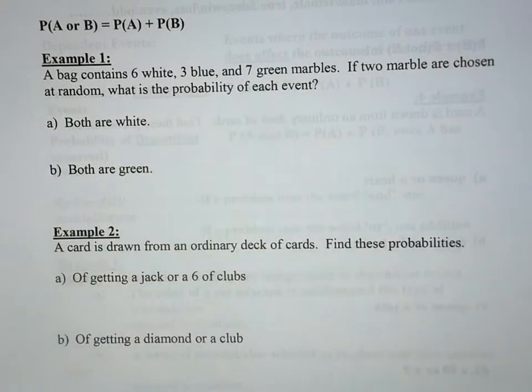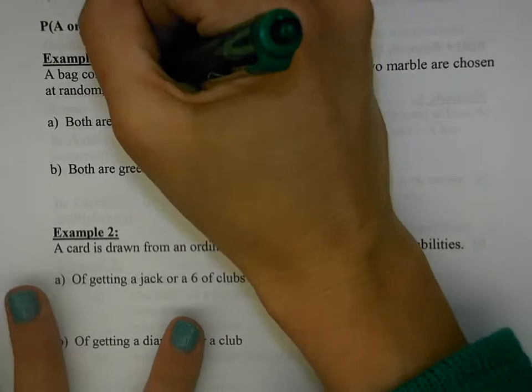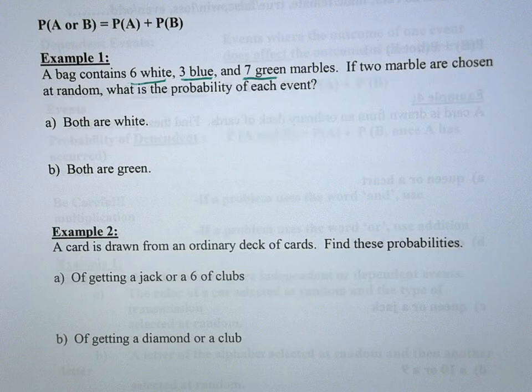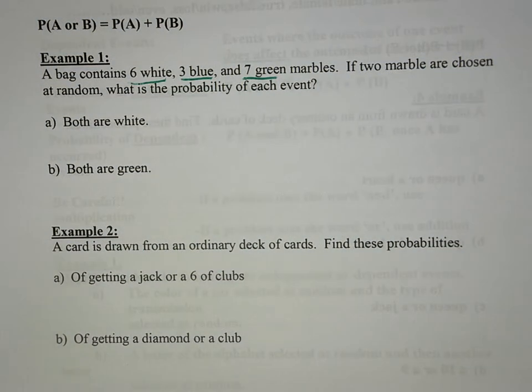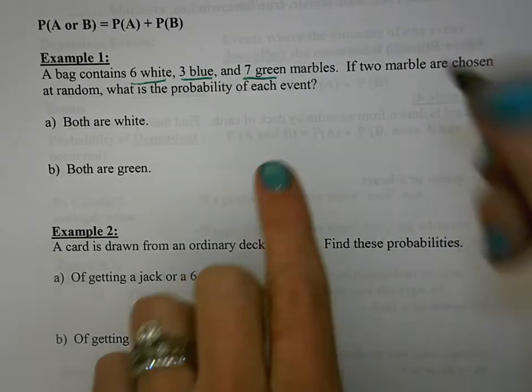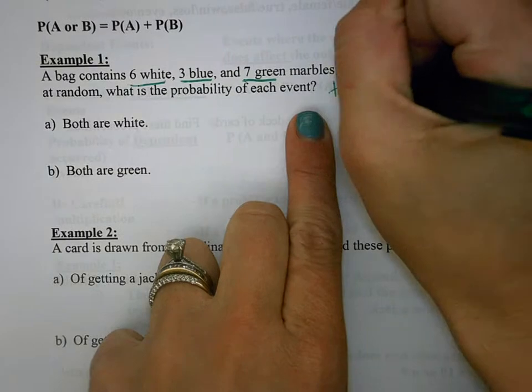Example 1. A bag contains 6 white, 3 blue, and 7 green marbles. If 2 marbles are chosen at random, what is the probability of each event? So how many total marbles do we have? 16. There are a total of 16. So I always like to write that.